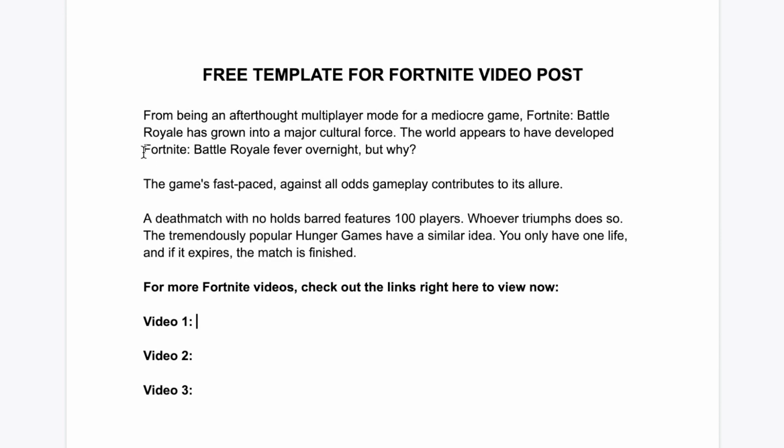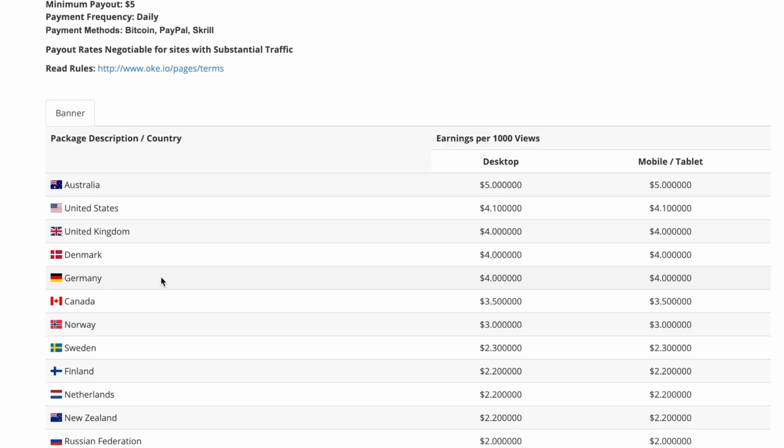Here I provide a small introduction that explains the game. Then at the bottom I say, for more Fortnite videos, click the link below to watch now. This is then where you will paste your 3 shortened links from the 3 twitch.tv Fortnite videos you selected. So whenever someone clicks this link, you will get paid. And depending on which country they come from, you will receive a different amount of money from each click. So if someone from Germany clicks on your link, you will get $4.